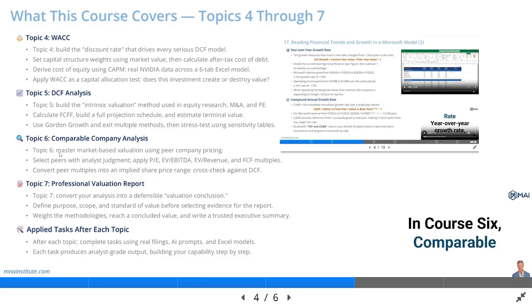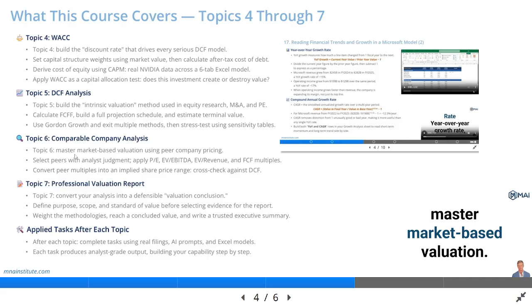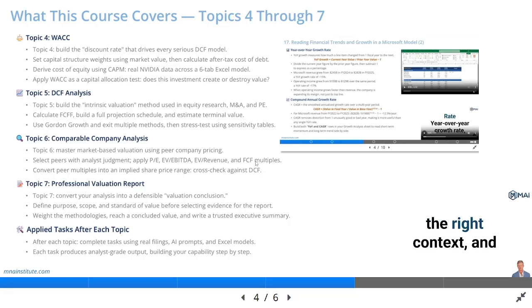In Course 6, Comparable Company Analysis, you will master market-based valuation. You will select peer companies with analyst judgment, apply PE, EV to EBITDA, EV to revenue, and FCF multiples in the right context, and convert peer pricing into an implied share price range that cross-checks your DCF.